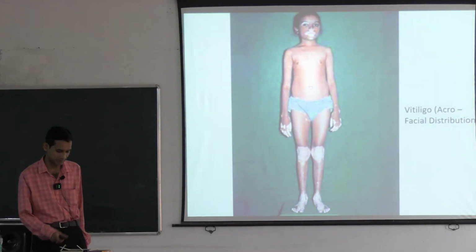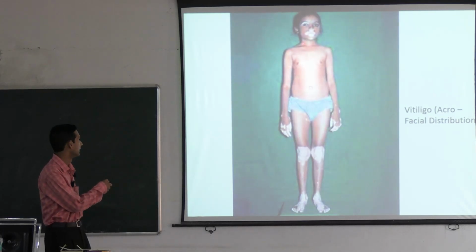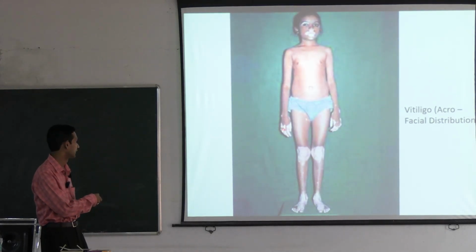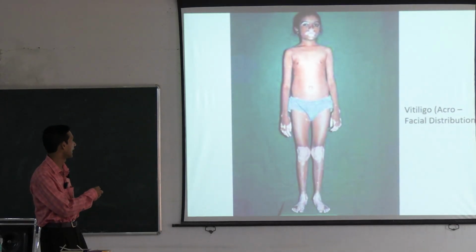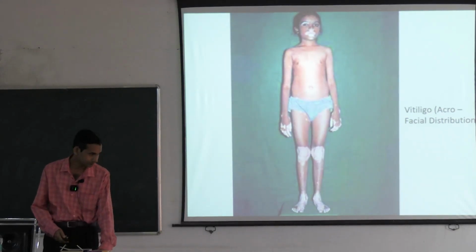The depigmented patches are not only distributed over, this is the lip. The lip is also affected in vitiligo, and also the tips of the digits, the tips of the fingers and toes are affected. This is known as the acrofacial distribution of vitiligo.